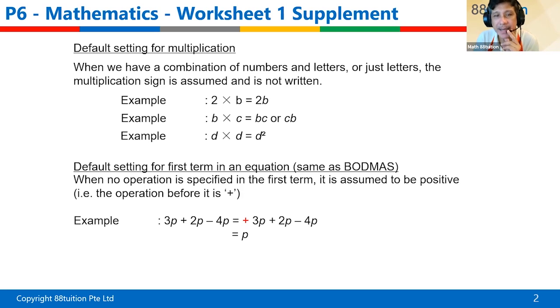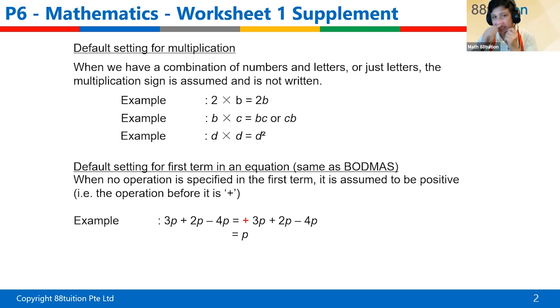So the 3p can add the 2p. 3p plus 2p becomes 5p. And when I minus 4p, 5p minus 4p becomes 1p. And 1p, we will not put the 1 there. We will just write it as p.